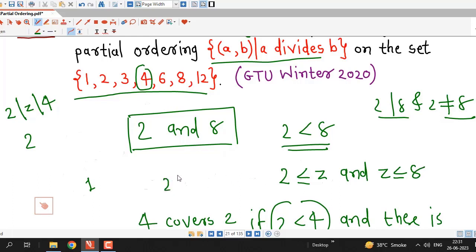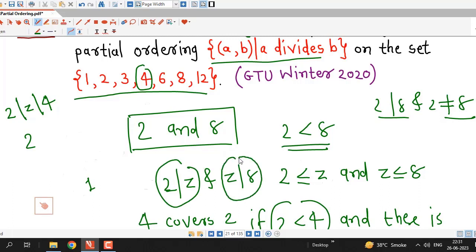So instead of less than or equal to, we write this divisibility relation, that 2 divides z and z divides 8. So we have to check whether there is any z between 2 and 8 such that 2 divides z and z divides 8, and this z is equal to 4. We can see that there is a 4 between 2 and 8 such that 2 divides 4 and 4 divides 8. Therefore 8 is not a cover of 2.